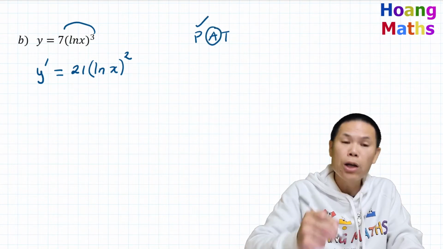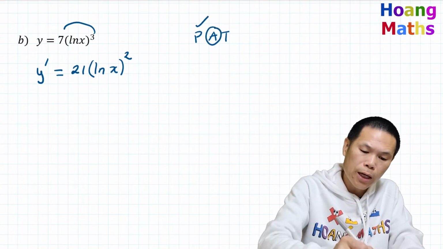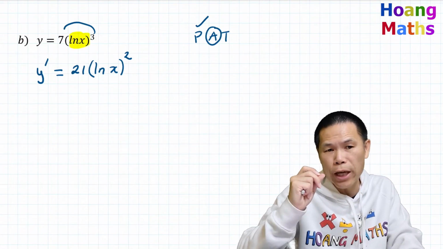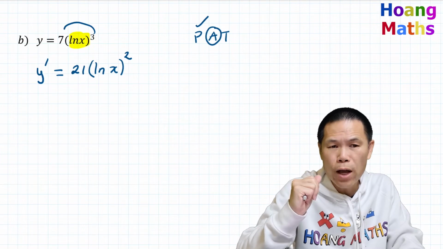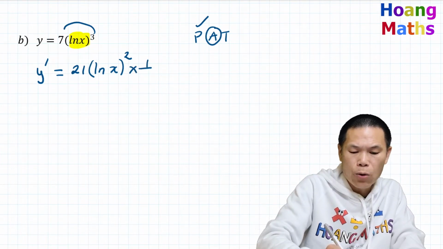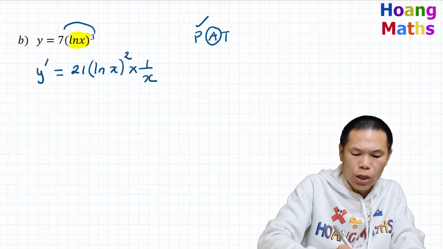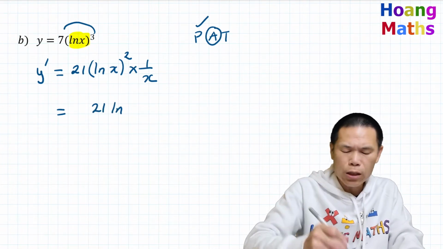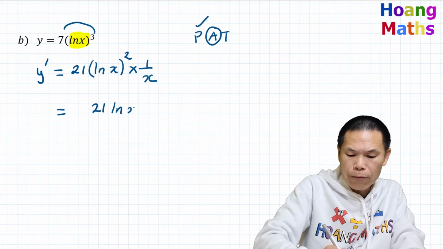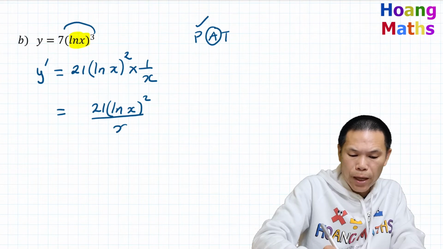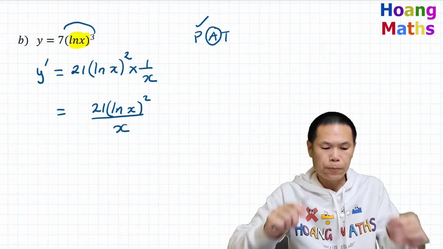Now we need to focus on the angle, and we treat this one here as the angle. So differentiate ln of x: we differentiate x, give me 1, and 1 over x. So the answer is times by 1 over x. Let me just tidy up. This is exactly the same as 21 ln, and don't forget ln is log base e, of x, all power of 2 over x. So there you go.